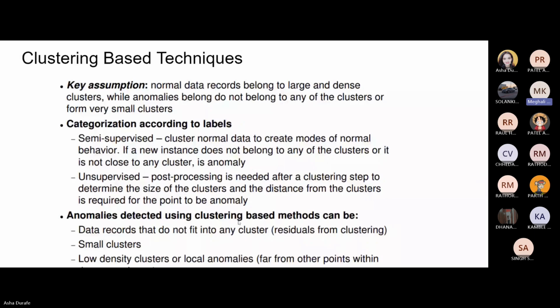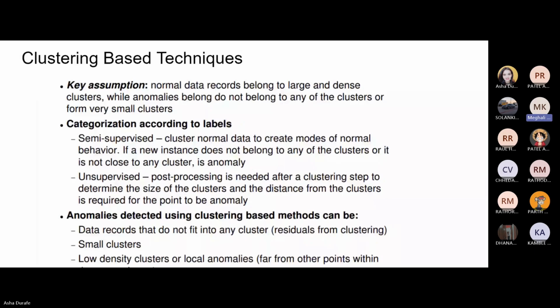After nearest neighborhood based techniques, we have clustering based techniques also for anomaly detection. Here we have to make certain assumptions. That is, normal data records belong to large and dense clusters, while anomalies actually do not belong to any of the clusters or form very small clusters.